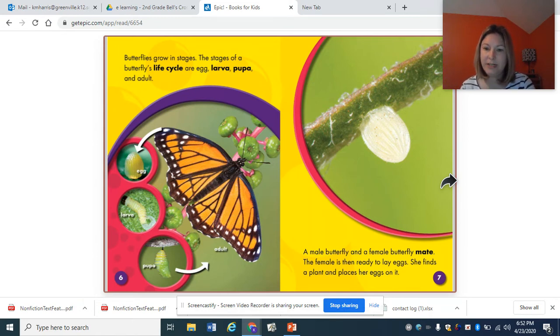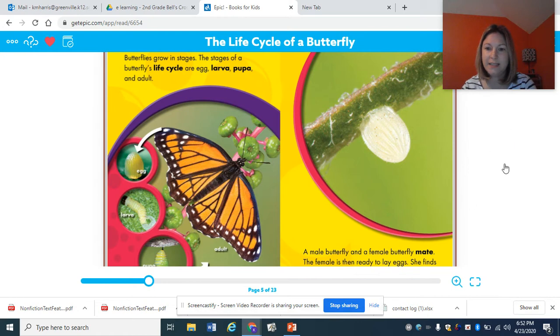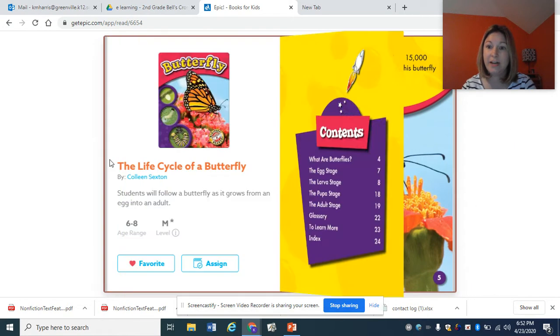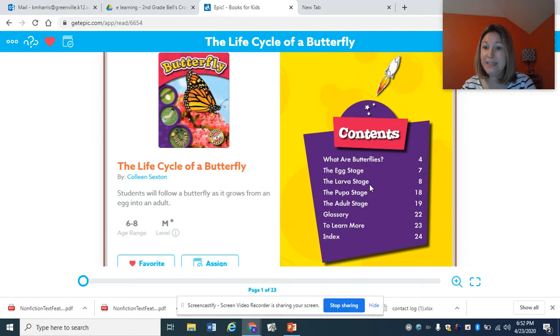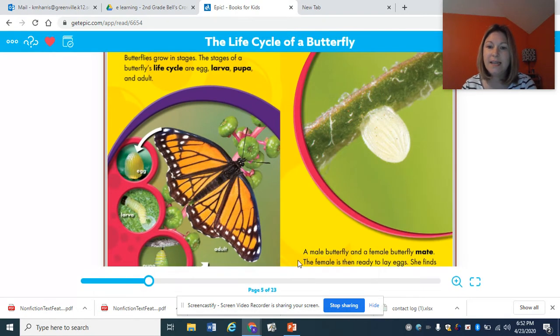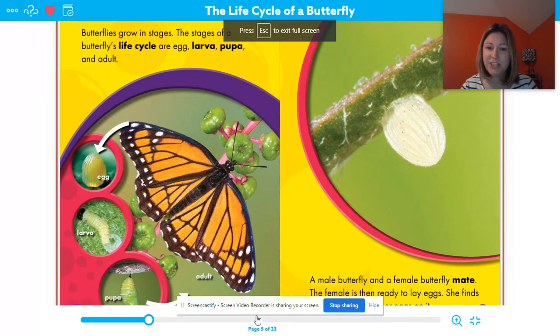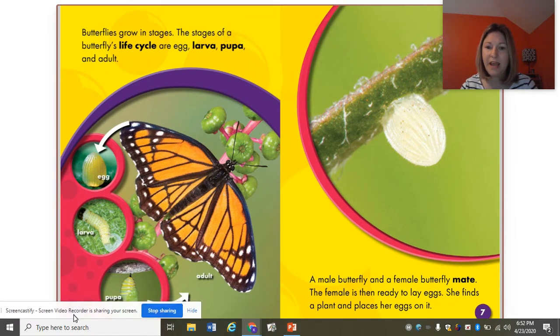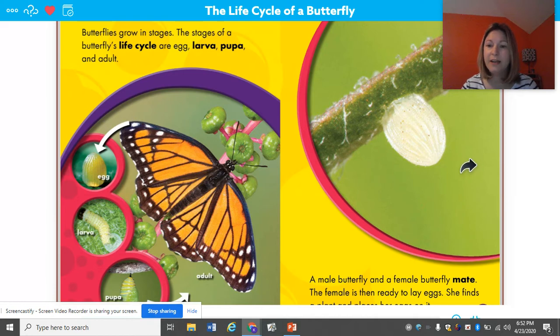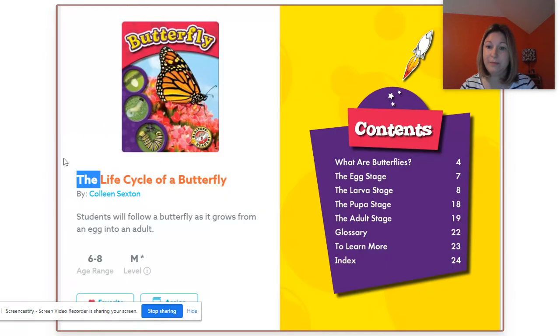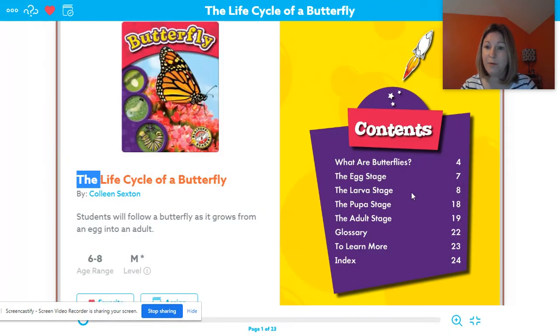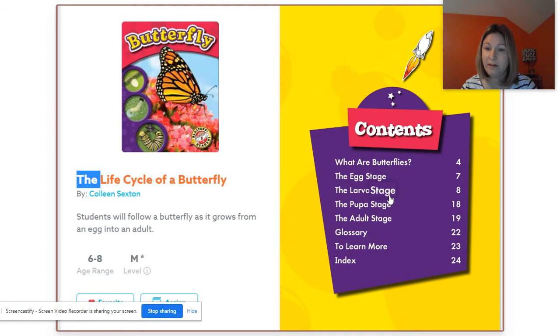The next chapter is supposed to start telling us about, oops, I've already forgotten. Let's go back and look. The egg stage. Well, let's see if that's true. The egg stage does start on page 7. It says a male butterfly and female butterfly mate. The female is ready to lay eggs. She finds a plant and places her egg on it. And then it looks like the next chapter begins after that. It does. On page 8, we start to learn about the larva stage.